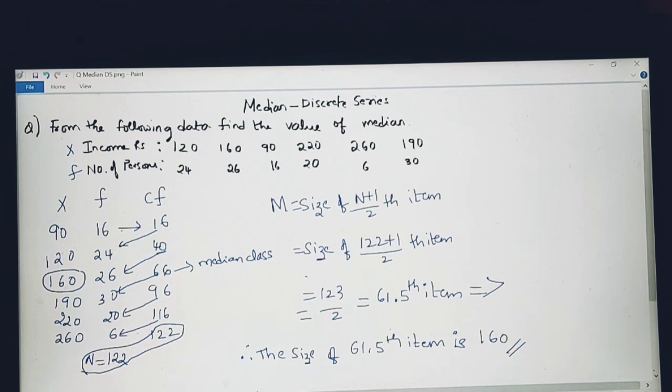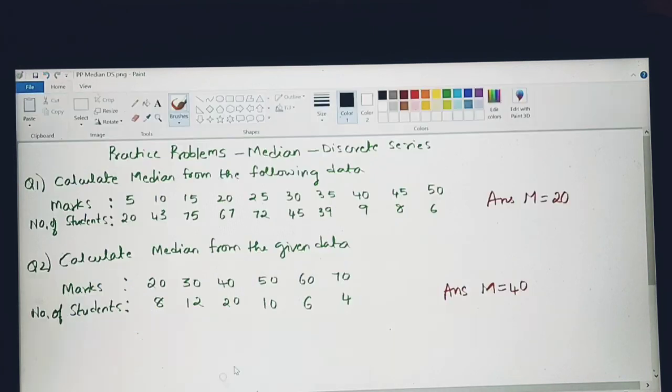Please take a look at the practice problems. You can calculate both of these and verify your answers, which are given in red colored ink.